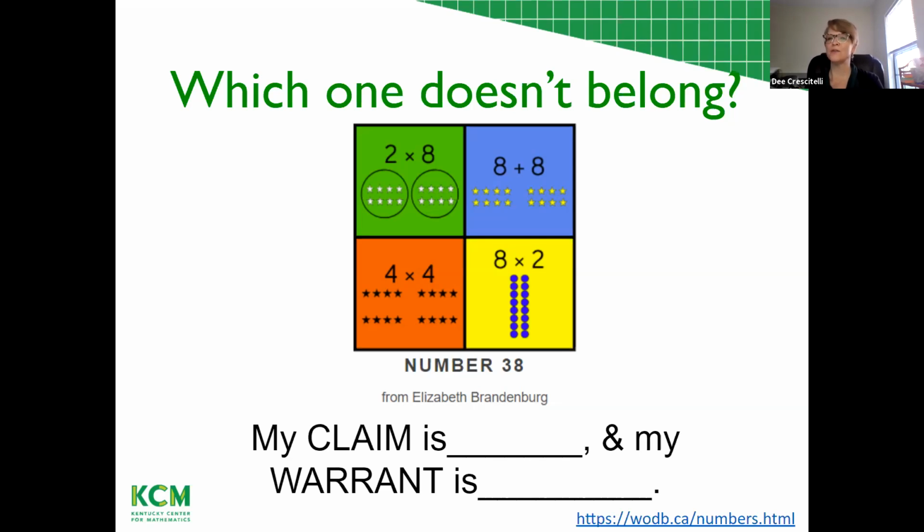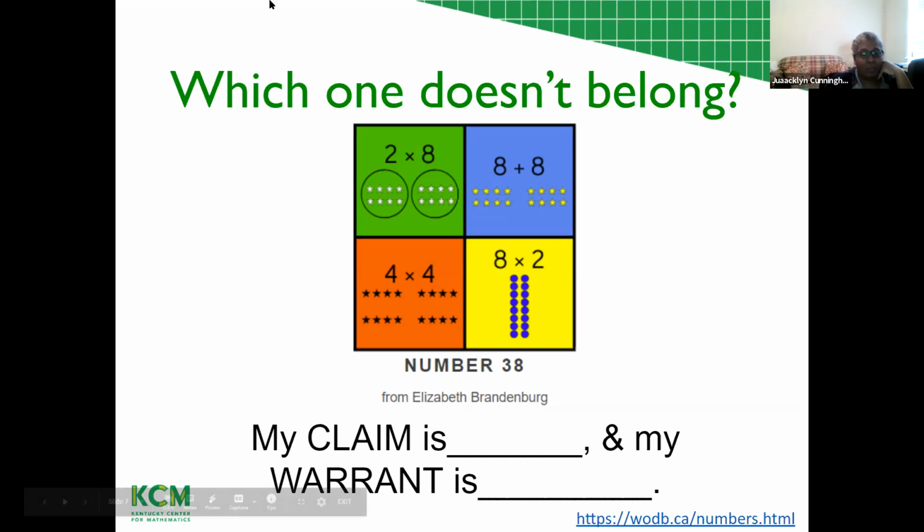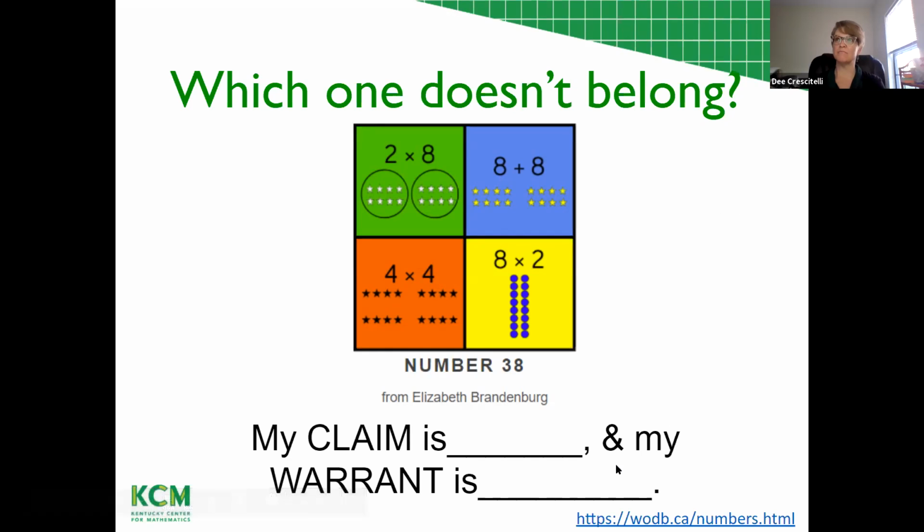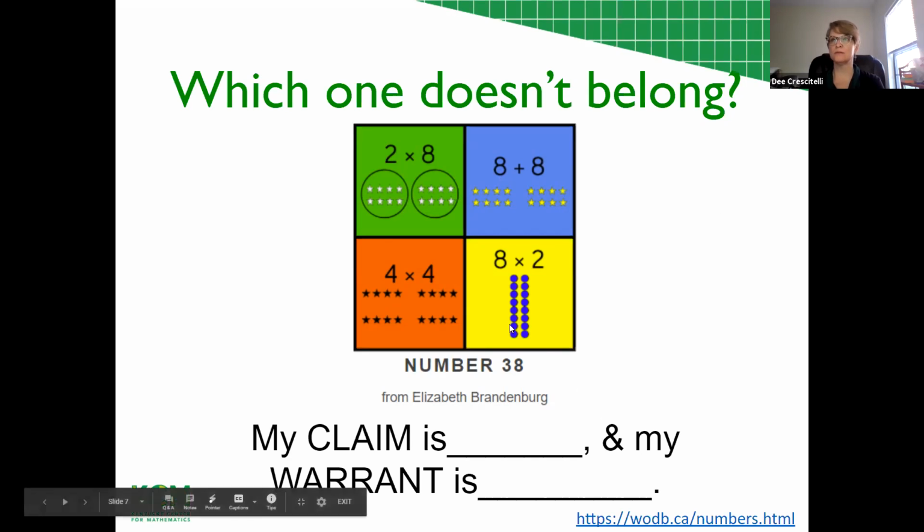And so when either of you have one, you are free to share. My claim is that 8 plus 8 doesn't belong. My warrant is that 8 plus 8 is the only one that uses addition instead of multiplication. Okay. Cool.